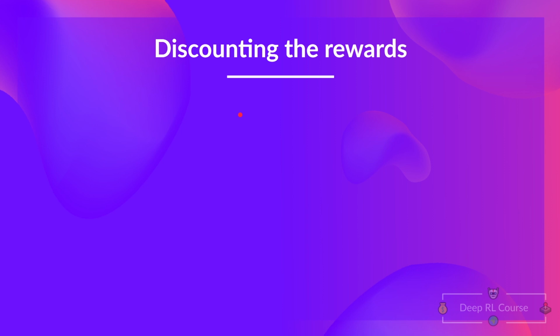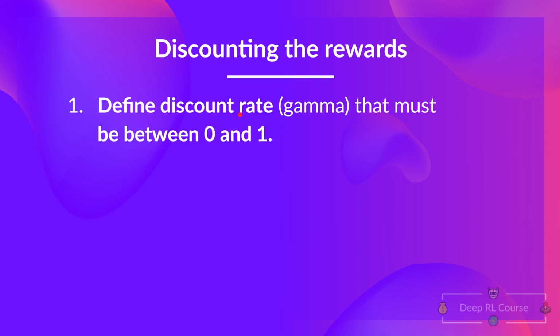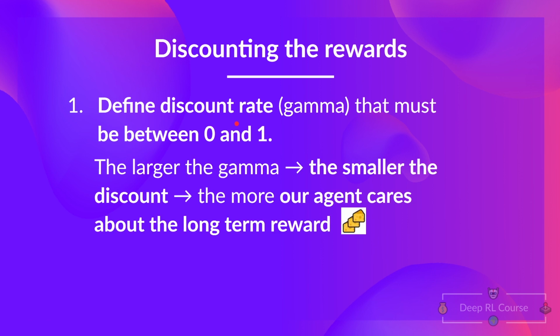First, we'll define a discount rate called gamma. It must be between 0 and 1. It means that the larger the gamma, the smaller the discount. This means that our agent will care more about the long-term reward than the short-term reward. On the other hand, the smaller the gamma, the bigger the discount, and in this case, it will mean that our agent will care more about the short-term reward than the long-term reward.